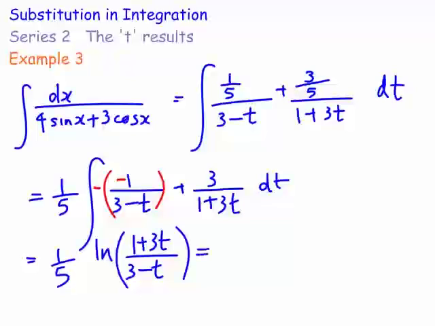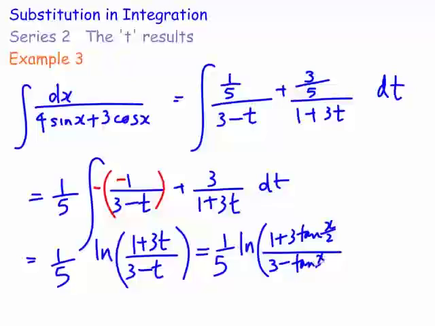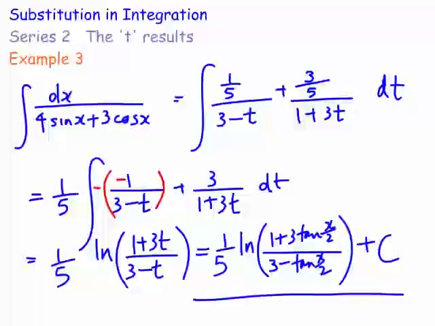Then we'd substitute back for our t value, which was in terms of the variable x, so it would be 1/5 of ln of 1 plus 3 tan x on 2 all over 3 minus tan x on 2, not forgetting our constant of integration here. Okay, I'll leave it there for the time being, and thank you for watching.